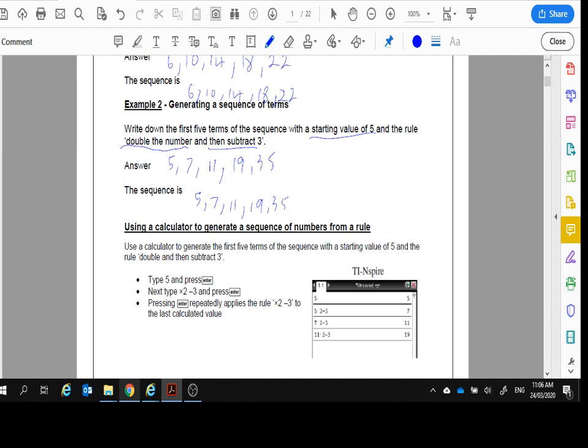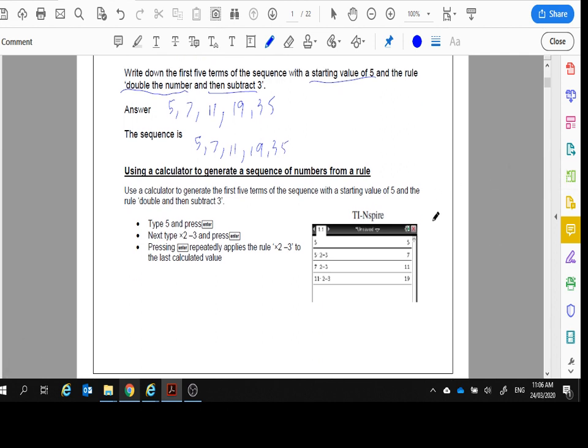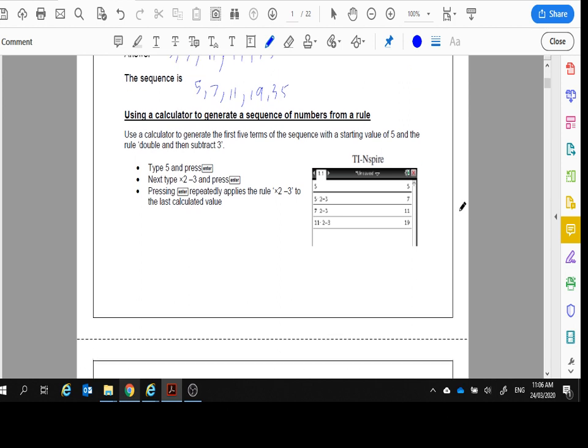We can use a calculator, it will tell you on Inspire, to actually generate a sequence. First thing we do is put in the starting value. So in this case it was 5. Put in the starting value and press enter. And then write your rule. So if we're doubling and then subtracting 3, it's times 2 minus 3. This will be the word answer.